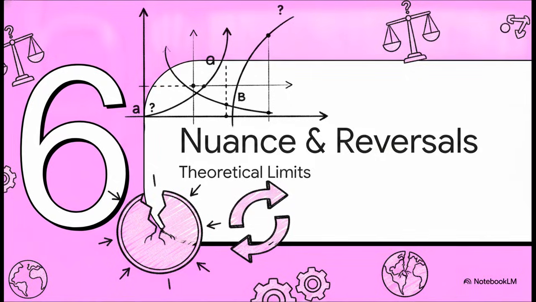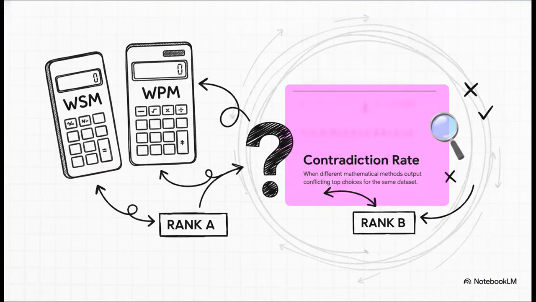However, we have to be honest here. No model is perfect. We really need to impartially look at the theoretical limitations. If you do build that dual calculator, you are inevitably going to encounter something known in the research as the contradiction rate. This happens when WSM and WPM yield completely different top rankings for the exact same set of user data. It's a real head-scratcher that forces the decision maker to ask, wait, which algorithm is actually telling the truth?